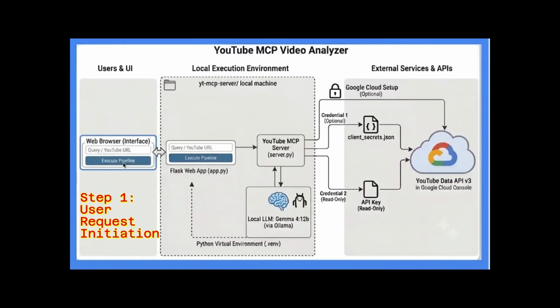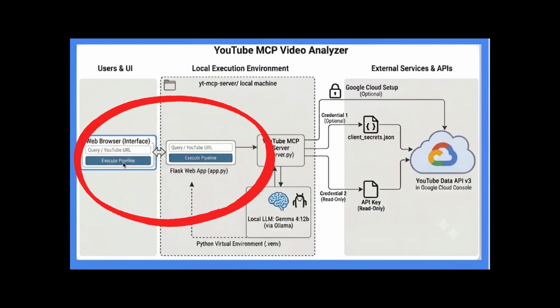Here is an architectural breakdown of this tool. Step 1. User request initiation. The user submits a query or YouTube URL via the web browser. The Flask application acts as a gateway client, immediately establishing an asynchronous connection via WebSockets or SSE back to the browser to prepare for live log streaming.